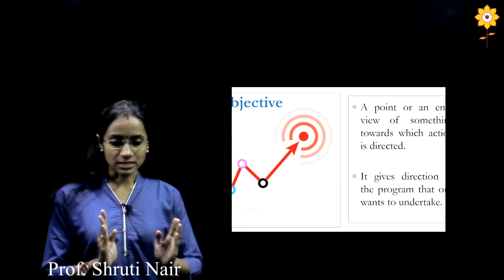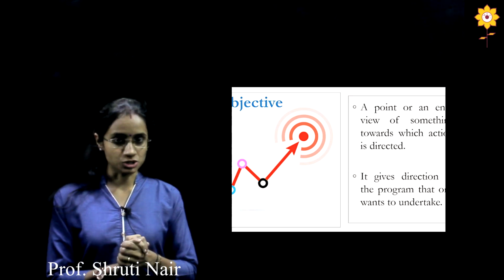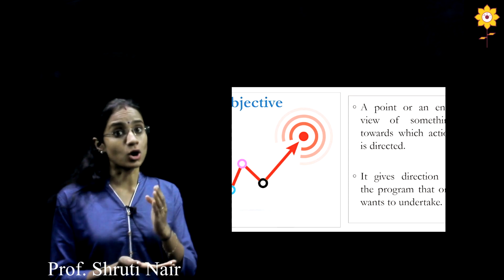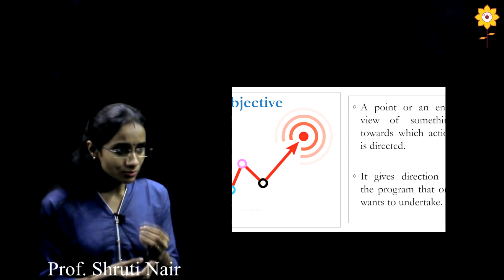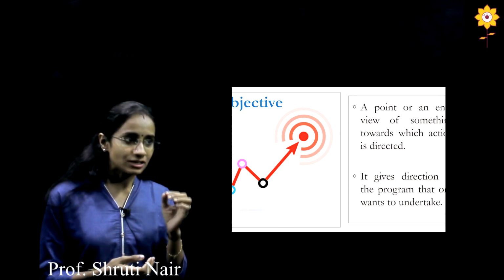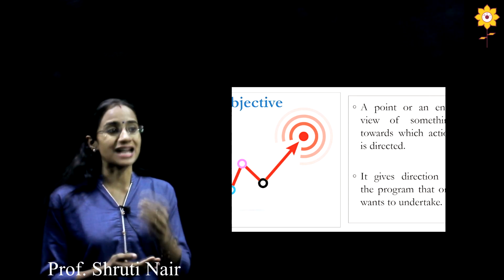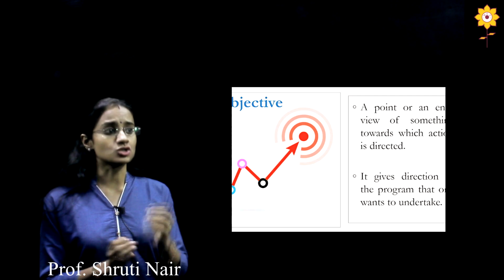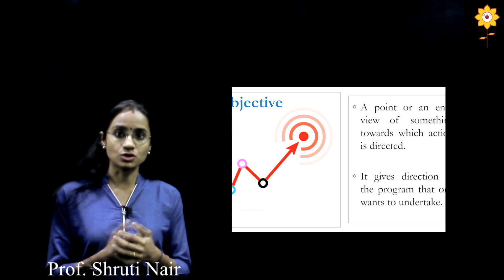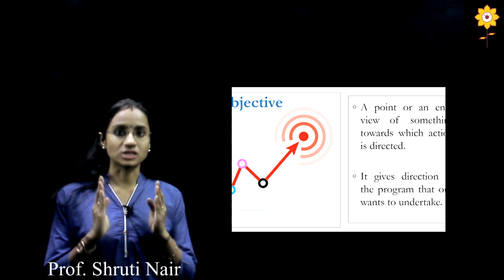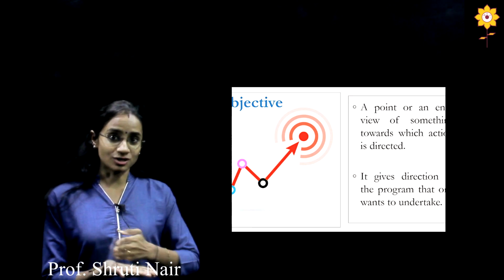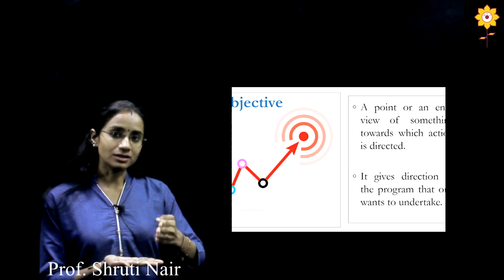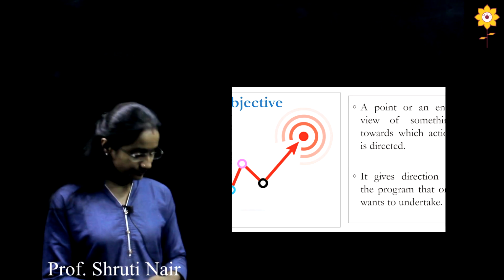So first of all, see, now there are goals for education, right? Now to achieve a goal, we need to have an objective. So what is an objective? It is a point or an end view of something towards which action is directed, okay? And it gives direction to the program that one wants to take. So when you have an objective which is clear, your journey or your teaching learning activity that you conduct in the class becomes clear.